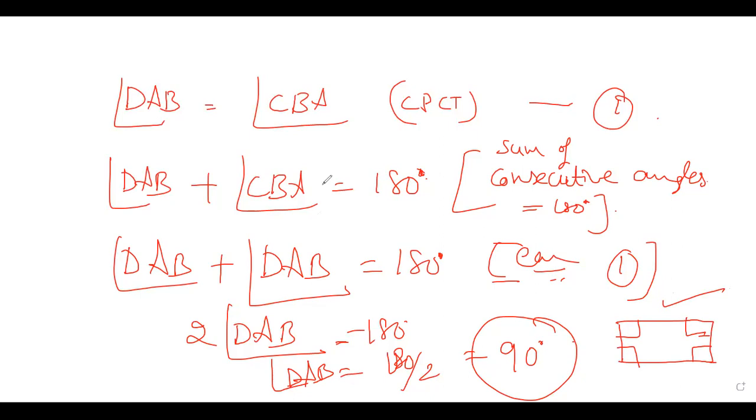Take two triangles and prove congruency. Next, by CPCT, take any 2 angles and make 180. You must prove each angle is 90 degrees. So we can say ABCD is a rectangle. Okay, understood, children? We'll go for the next one.